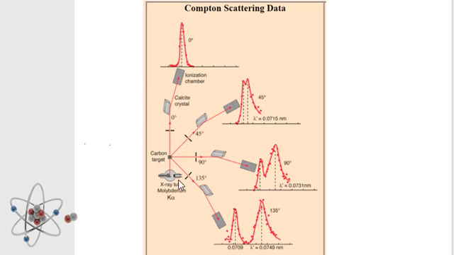So this is the experimental setup. For example, you have here the X-ray tube. So we have molybdenum, and then you have a carbon target. Then you have the detector. So you can see here at different angles, you have different wavelengths. So you have different waveforms. So let's take a look at this one closer.